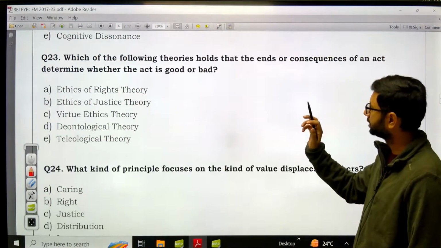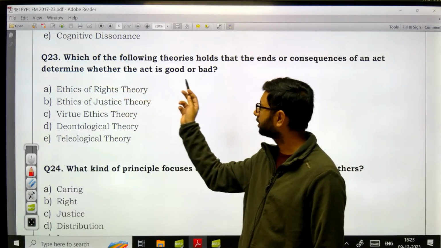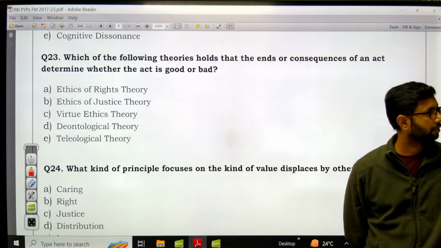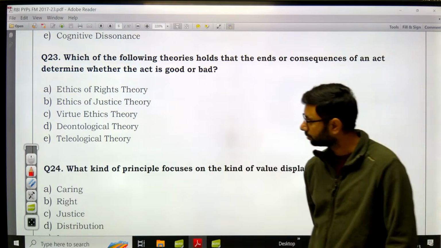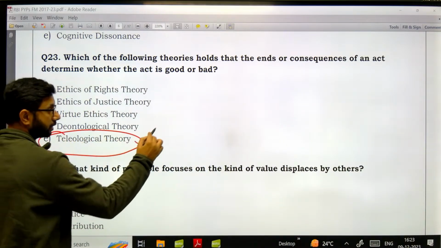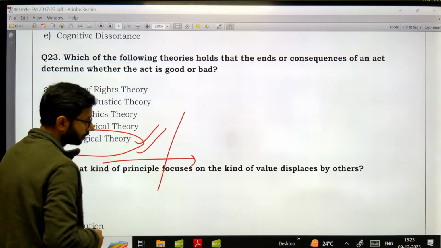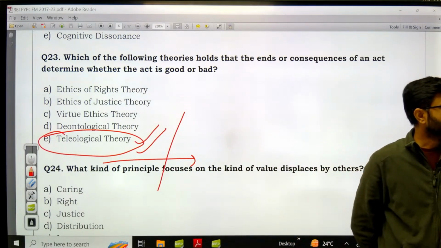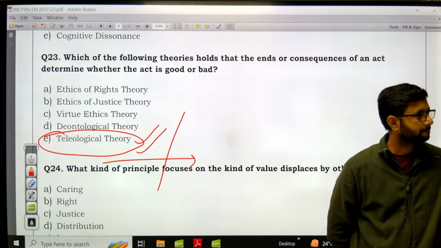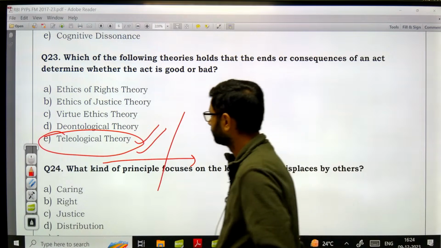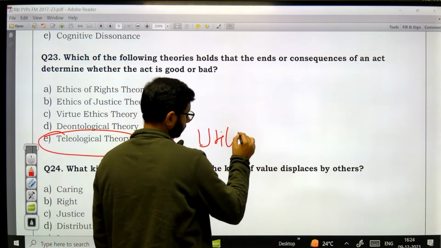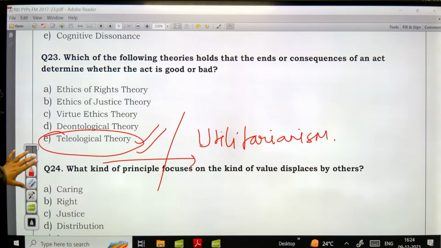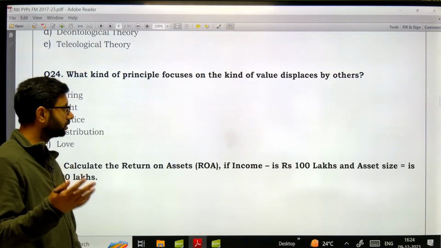Which of the following theories holds that the ends or consequences of an act determine whether the act is good or bad? This should be an easy one. Everyone. Sejal says teleological. Okay, good. This is the correct answer, teleological. What do we call teleological? Is there any other name for teleological, or is there any other name with respect to such type of theories? Anyone? Utilitarianism. Okay. Let's go to the next question, or consequentialism, you can say.